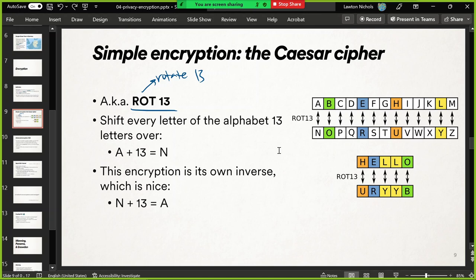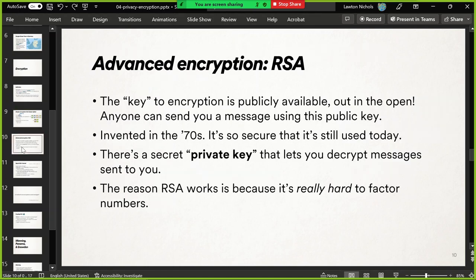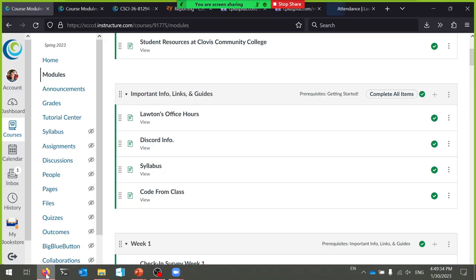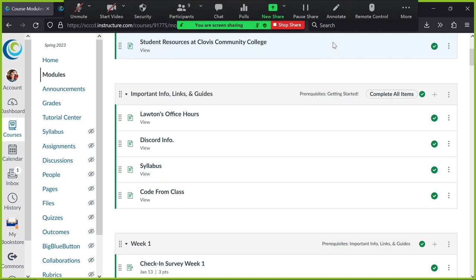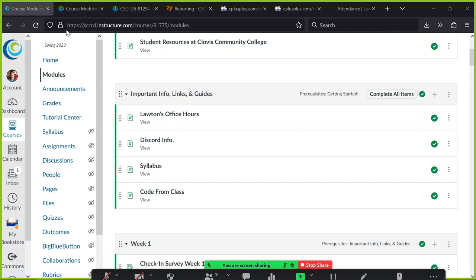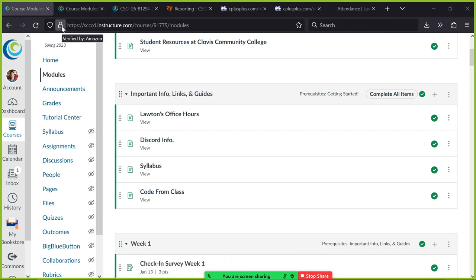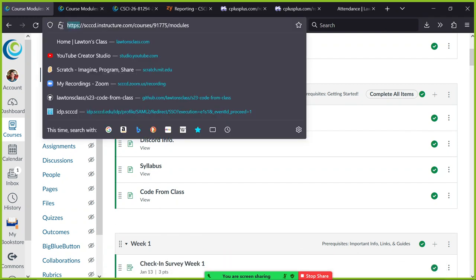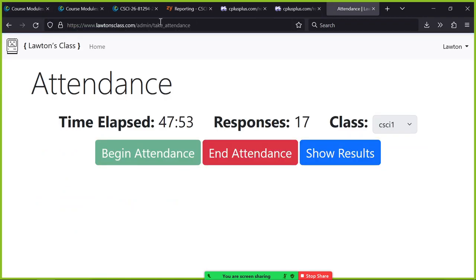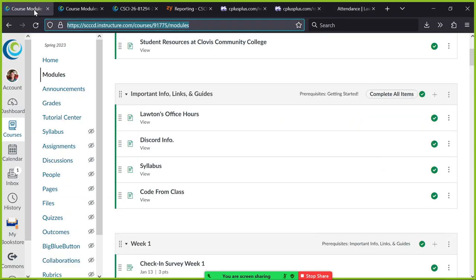That's a simple example. Let me show you a very complicated example now. Sure, why not? So remember to sign in for attendance. If you go to anywhere on a website, usually you see this lock because it's HTTPS, right? You go to Canvas, you go to the class website, there are locks everywhere.